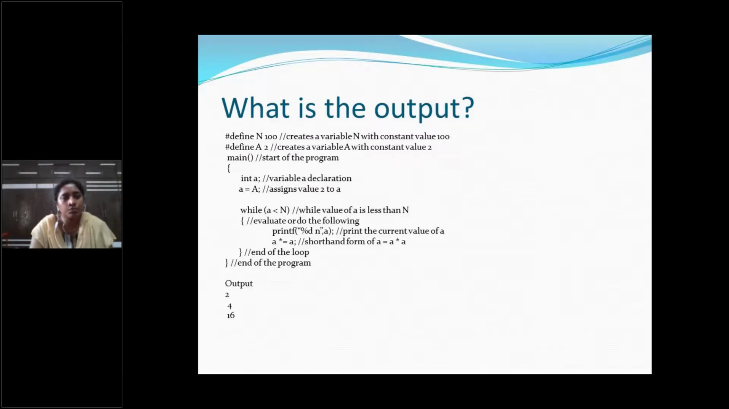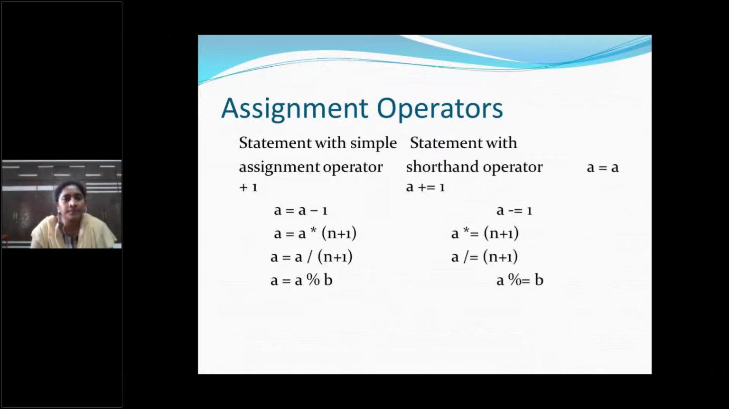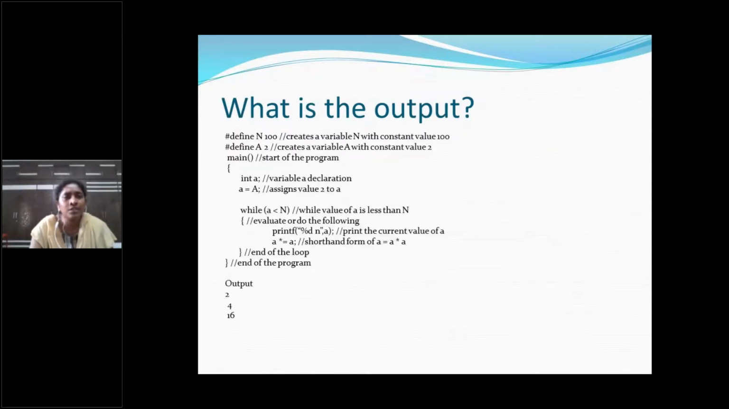So this is the output. Here we have defined the n value as 100 and the a value as 2, which are already fixed as constant values. Here I have assigned 2 to a. Now a is 2. Now 2 less than or equal to 100 is true.